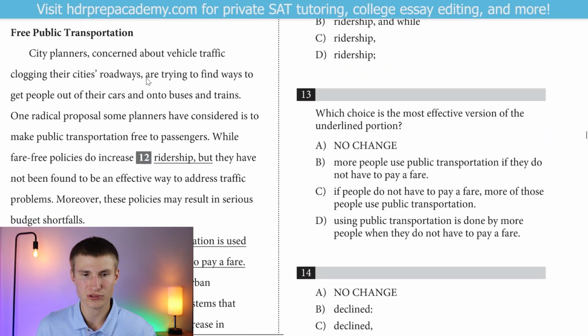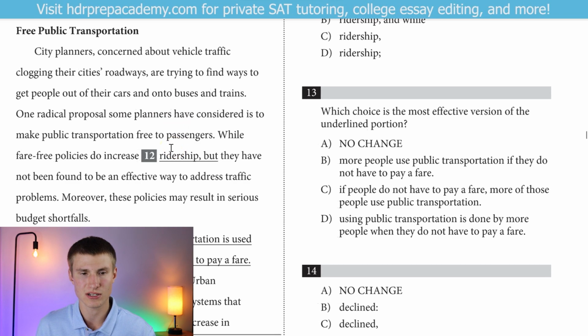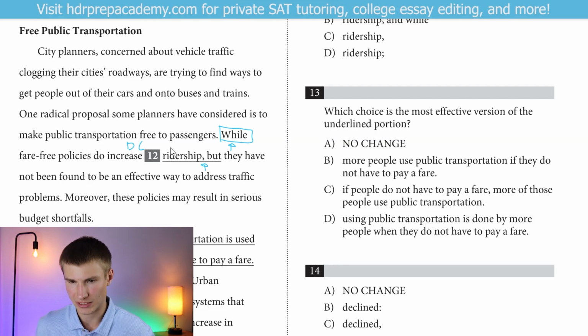All right, now we've got free public transportation. City planners concerned about vehicle traffic clogging their city's roadways are trying to find ways to get people out of their cars and onto buses and trains. One radical proposal some planners have considered is to make public transportation free to passengers. While fare-free policies do increase ridership, we have to have a comma there. Why? Because we have a dependent clause at the beginning of a sentence. How do I know that? Well, we have a subordinating conjunction, while, starting off our sentence. That's an indicator. And then after that dependent clause, we have to have that comma, like I said.